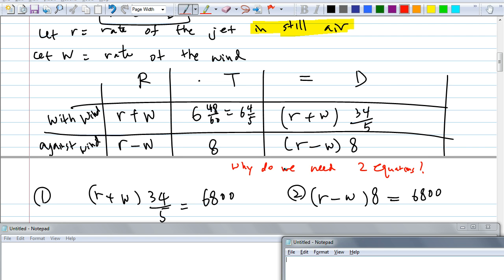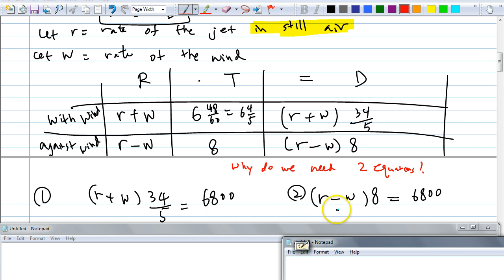Oh, we could use substitution. Okay, yeah. Do you think you want to use the substitution method? Let me show you a nice way to do this. By the way, before you do anything, when you have problems like this, wouldn't it be great if I didn't have this number right here, 34 over 5 and 8?